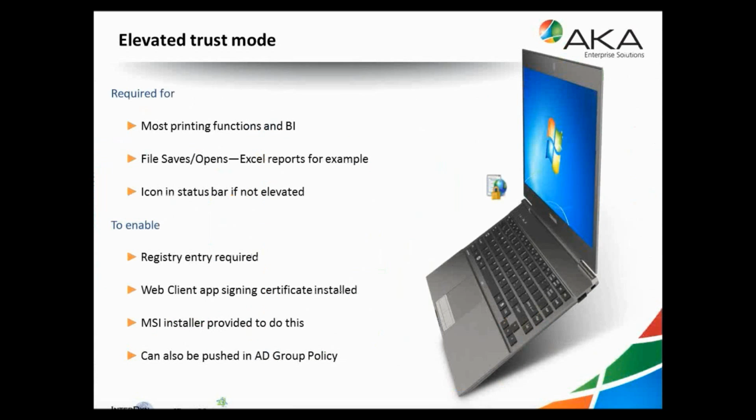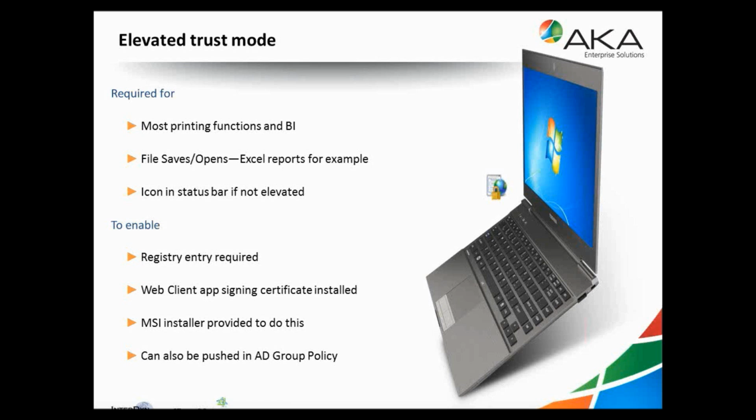Okay, so just a little bit about the elevated trust mode. You're going to need to enable this because you're going to need it for most printing functions. You'll see a little icon in the lower corner, and it'll always tell you in the status bar if it's not elevated.